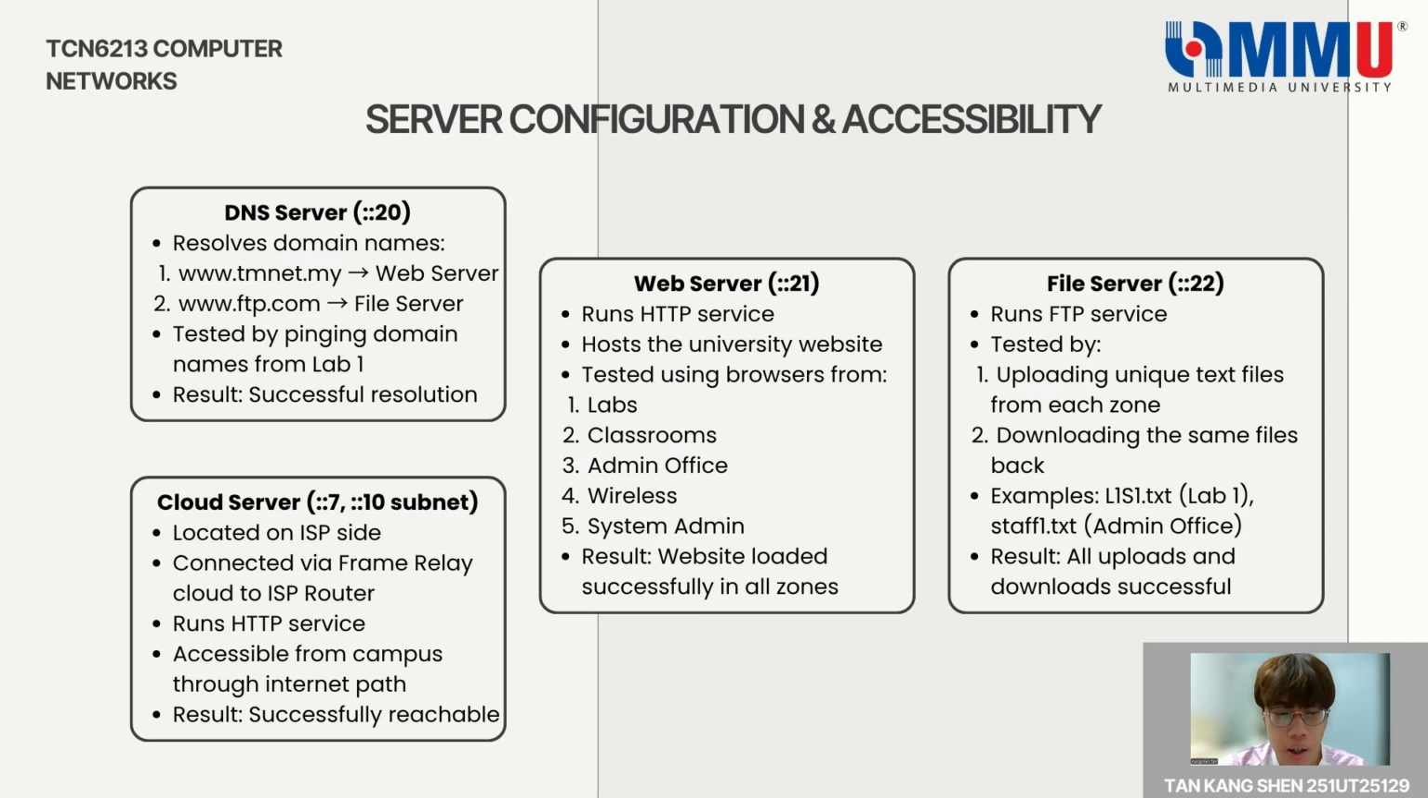For example, L1S1.txt from lab 1 and staff1.txt from the admin office, and then downloading them back. All transfers completed successfully. Additionally, a cloud server is hosted on the ISP site, connected via frame relay. It runs HTTP service and is reachable from campus through the internet path. That wraps up our server configuration.